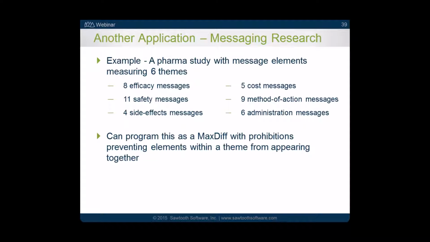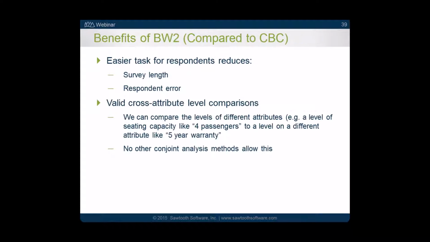And efficacy is usually the most important thing, but we don't want to go and give 4 efficacy messages that are all different ways of saying the same thing. We probably want to pick one of the efficacy messages and one of the safety messages and one side effect message. And this method allows us to do that. It's really easy to do this kind of experiment using standard MaxDiff software. We just put prohibitions in to prevent any more than one efficacy message from showing in any one choice question.